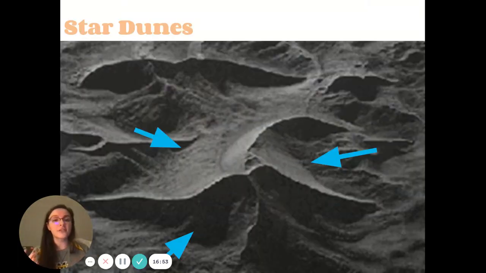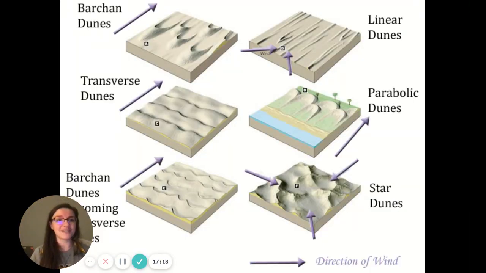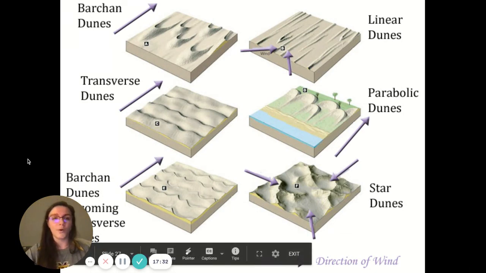And the last is a star dune. These are a little bit more complex. You've got lots of winds coming from lots of directions that form little peaks, little hills. These are the kinds of dunes that you typically find in the Sahara Desert, where the wind is changing directions a lot. And again, these can get really tall. These can be 50 meters or more. So here are all of the dunes together: the Barchan dunes, linear or longitudinal dunes, transverse dunes, parabolic, which are often by the beach, and like I said, the Barchan dunes that can become transverse or vice versa, and the star dunes.